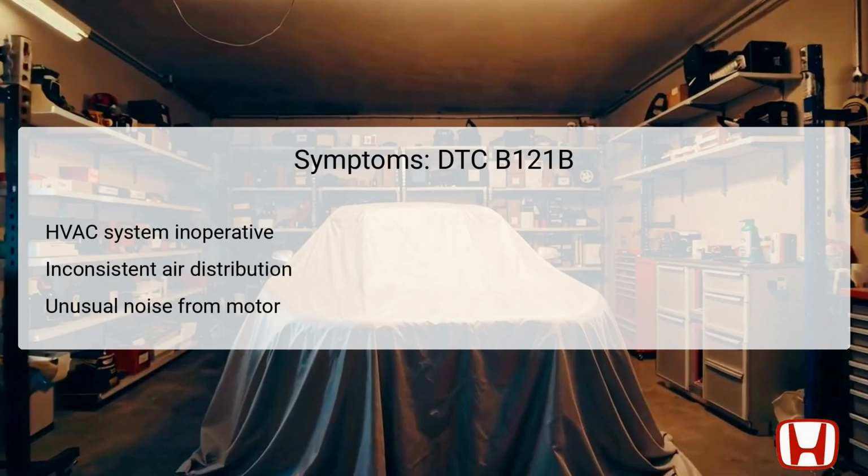The manifestation of DTC B121B can include several observable symptoms that indicate issues within the climate control system. Foremost among these is a potential failure of the HVAC system, which may become completely inoperative. This condition can greatly affect driver and passenger comfort, necessitating immediate attention. Additionally, drivers might experience inconsistent air distribution, where airflow is not being properly directed to the intended vents, further complicating comfort levels within the vehicle.